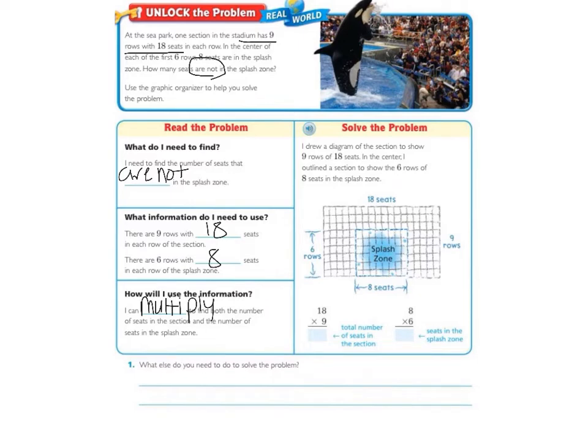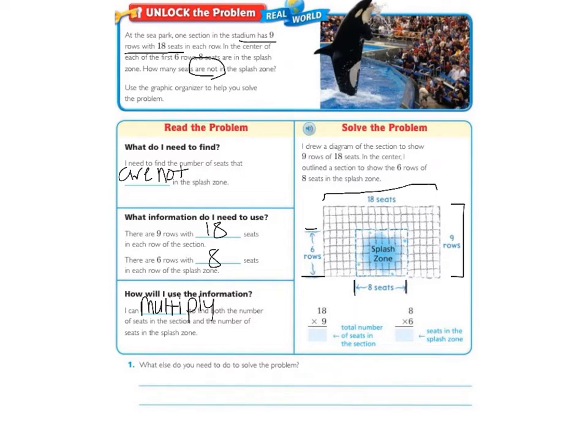So here's our diagram that shows 9 rows and 18 seats in the center. I outlined a section to show the 6 rows of the 8 seats in the splash zone. So here's my 9 rows, and each row has 18 seats. Then we looked at just the first 6 rows, and in those rows we looked at the 8 seats in the middle that are in the splash zone.